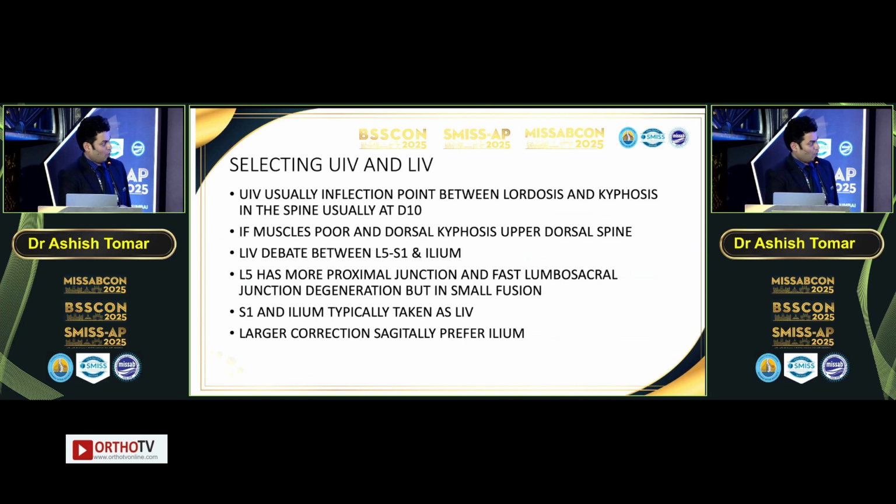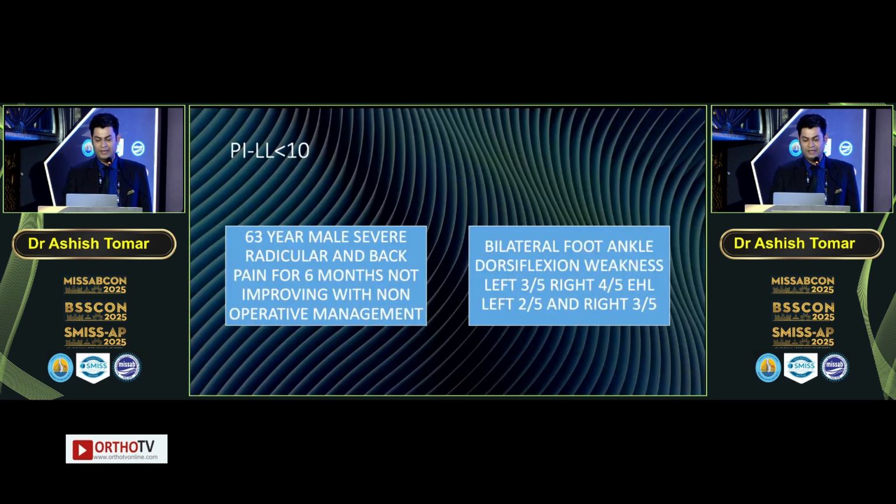This is also important, how to calculate the UIV. For the upper instrumented vertebra, usually the inflection point is taken and D10 is usually there. If the dorsal spine is kyphotic, then you need to go up. Otherwise, if it is compensating well, as Lamartina told, if it is hypokyphotic, you can stop at D10. For the lower instrumented vertebra: L5, S1 and ilium. L5 has higher chances of proximal junction failure and faster lumbosacral degeneration, but in a small fusion, you can stick to L5. S1 and ilium are typically taken as LIV. Larger sagittal corrections can be obtained with ilium as the base.